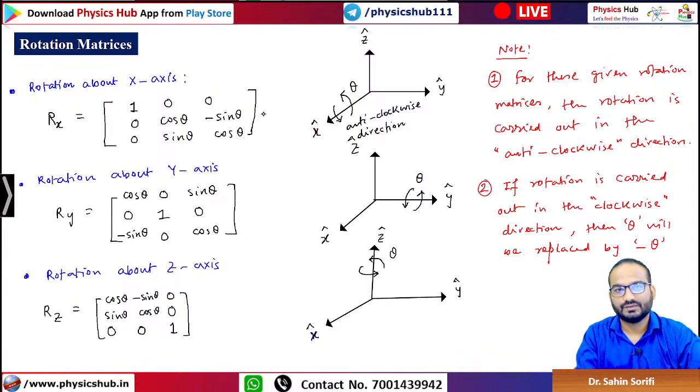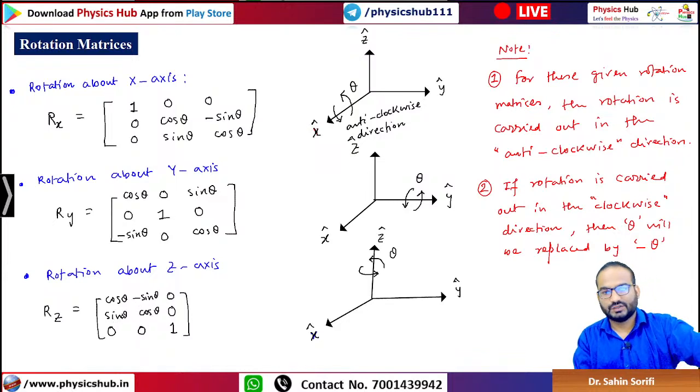So whenever you see sine theta, the corresponding sign will be opposite. For cos theta there will be no change. Cos of minus theta is equal to cos theta. So this sign will be changed. It will become plus sine theta, it will become minus sine theta. Minus sine theta, plus sine theta, plus sine theta, minus sine theta. I hope you have understood.